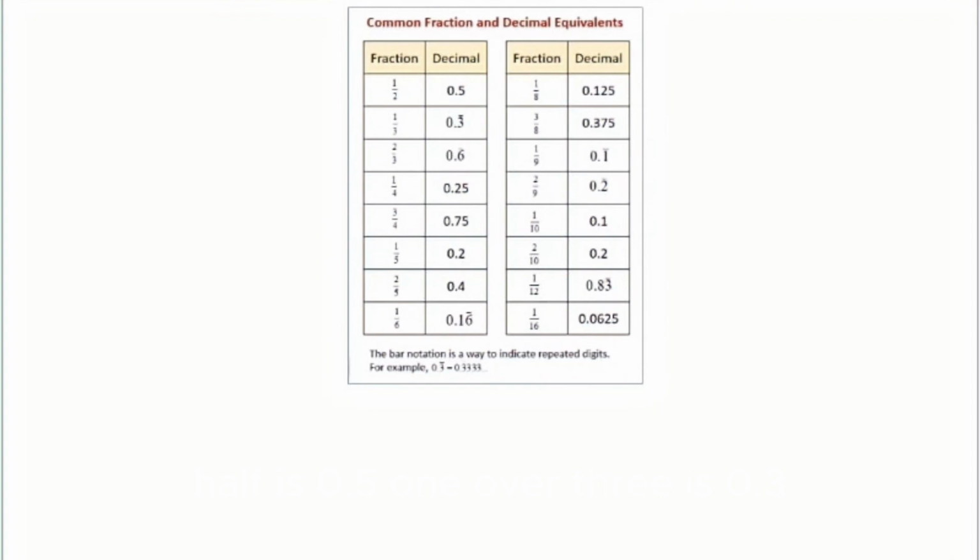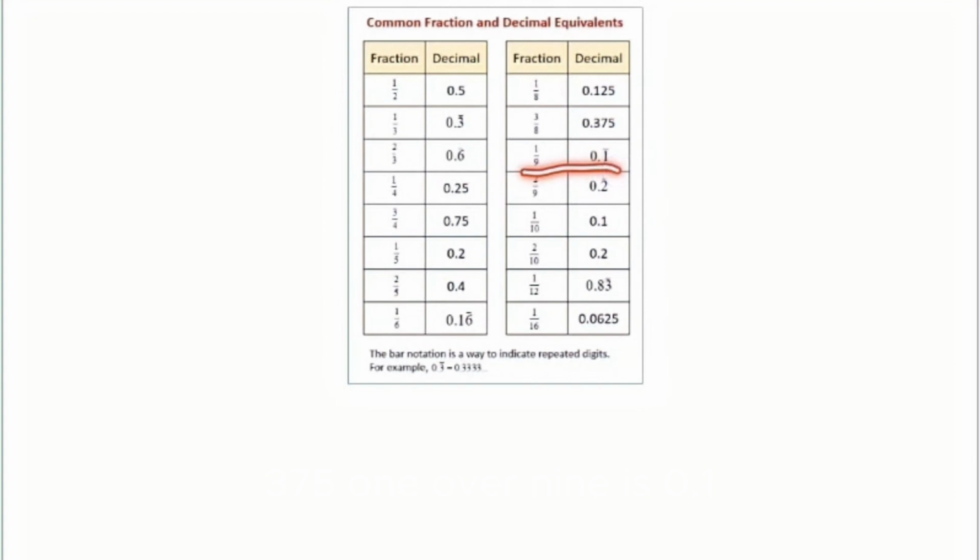Half is 0.5. 1 over 3 is 0.3. 2 over 3 is 0.6. 1 over 4 is 0.25. 3 over 4 is 0.75. 1 over 5 is 0.2. 2 over 5 is 0.4. 1 over 6 is 0.16. 1 over 8 is 0.125. 3 over 8 is 0.375.